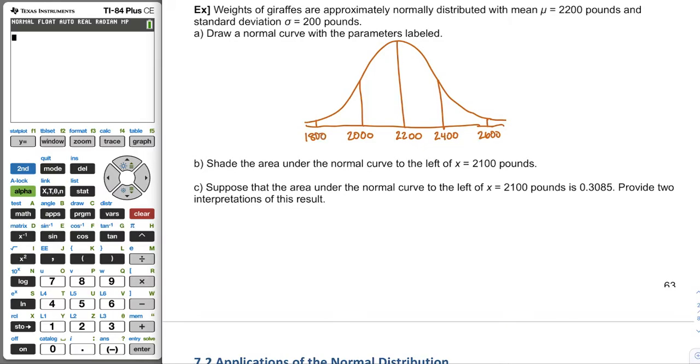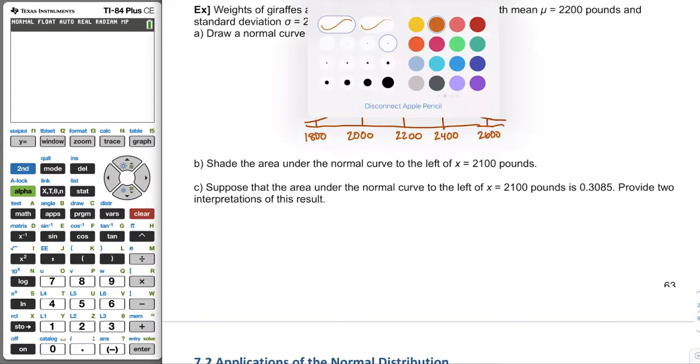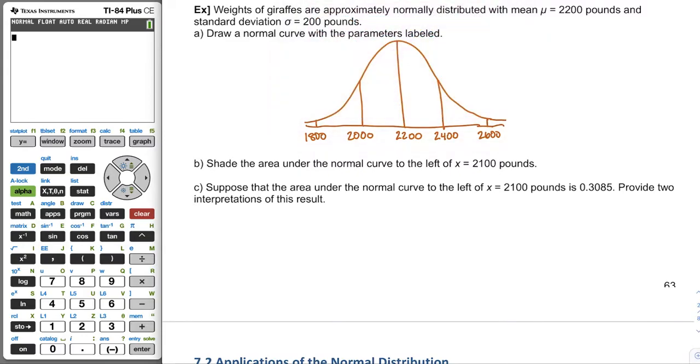Part B, shade the area under the normal curve to the left of x equals 2,100 pounds. Okay, so let's find that x value in the curve. That would be between 2,000 and 2,200, so about right here, 2,100. Shade the area to the left. So that would be going this direction.